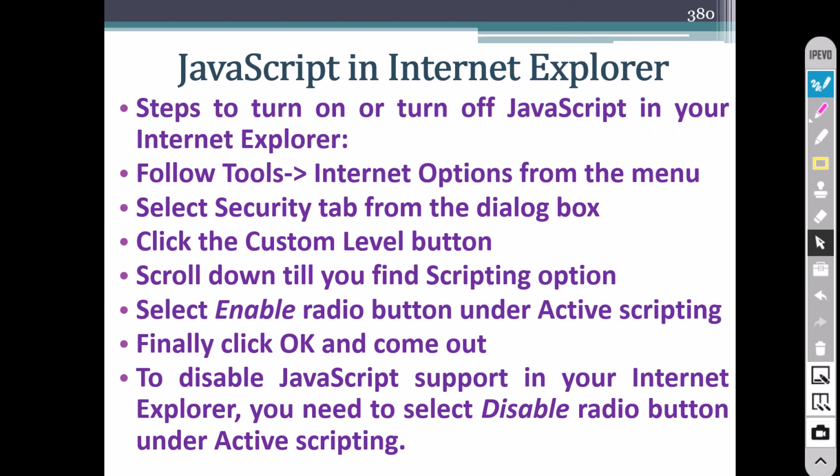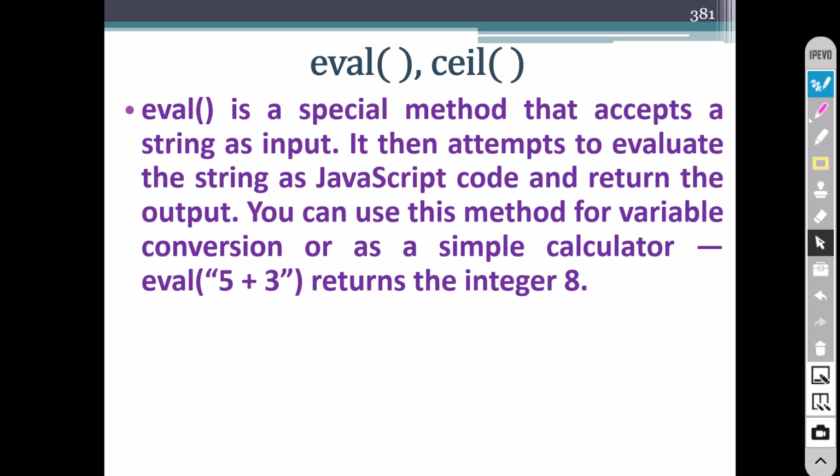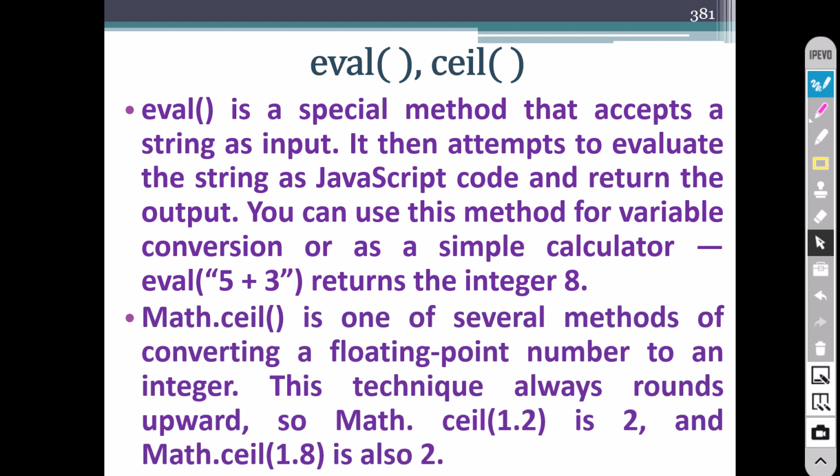You can actually skip this for the moment. So eval we have already seen. Eval is a special method that accepts a string as input. It then attempts to evaluate the string as JavaScript code and return the output. You can use this method for variable conversion or as a simple calculator. 5 plus 3 returns an integer.